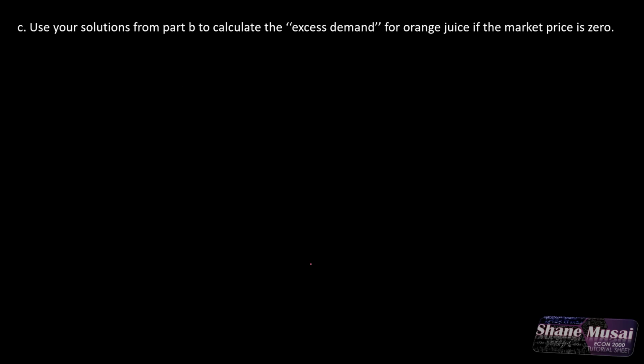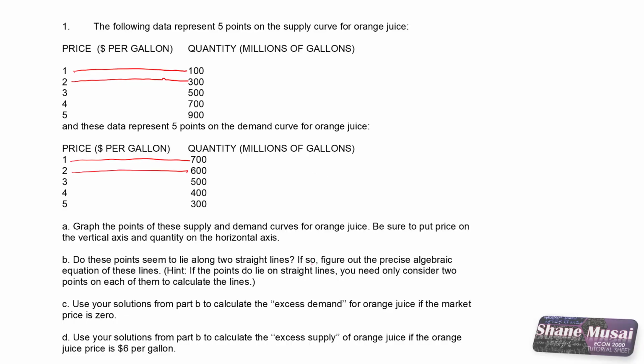And part C says, use your solution from part B to calculate excess demand for orange juice if the market price is 0. Now remember, these units of orange juice, each unit here represents 1,000,000 gallons. Because if you look at the original question, these quantities are quoted in millions of gallons, right? So each 1 unit here is 1,000,000 gallons of orange juice. So just keep that in mind when you're writing your final answer.